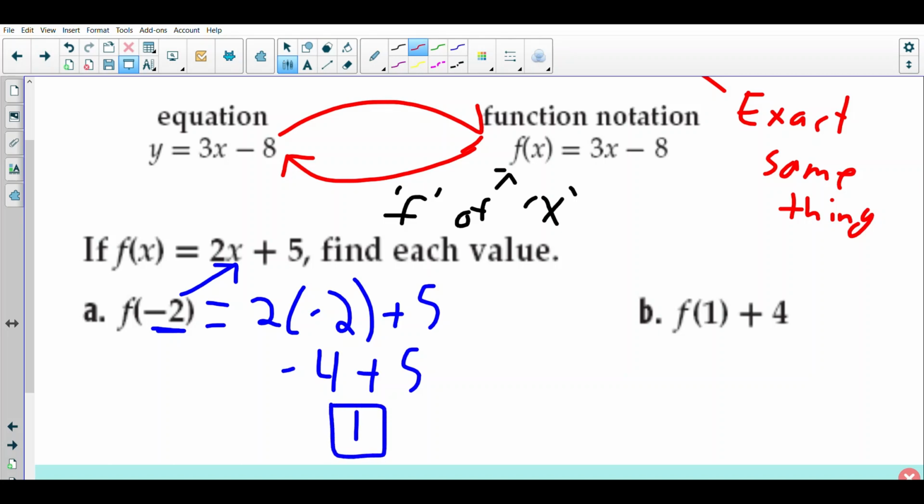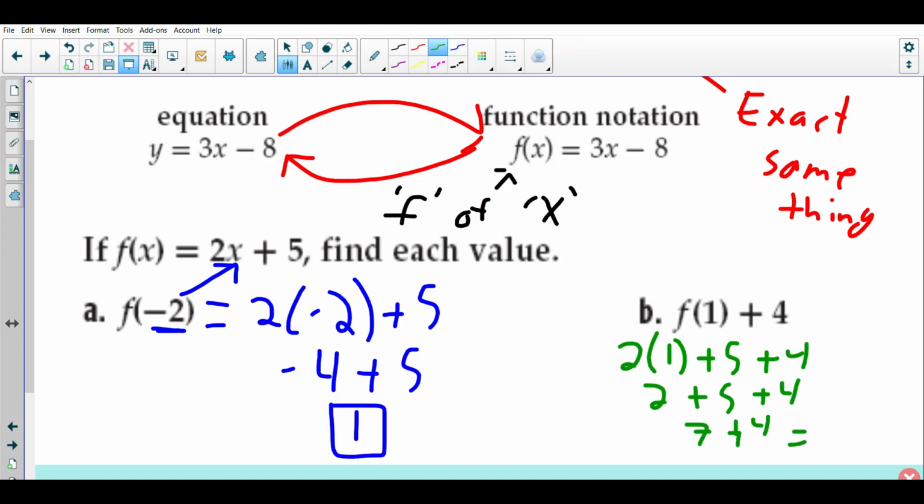On the next one, I'm going to put in a 1 wherever there's an x. So I get 2 times, well, let's put x again. I forgot to take my x out. 2 times 1, and then plus 5. But then I got this plus 4 I got to bring with, because it's adding on to the function itself. So I get 2 plus 5 plus 4. So I get 7 plus 4, which just gives me 11.